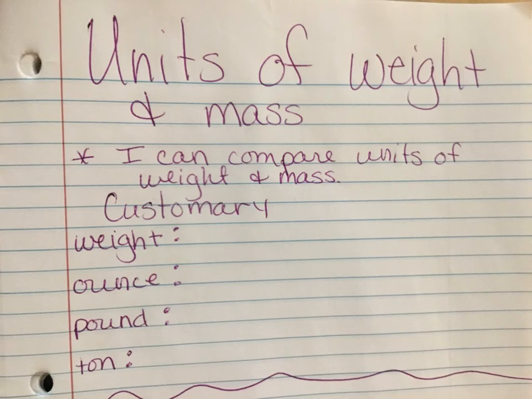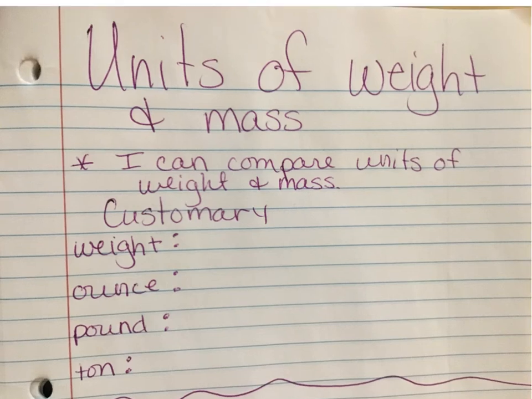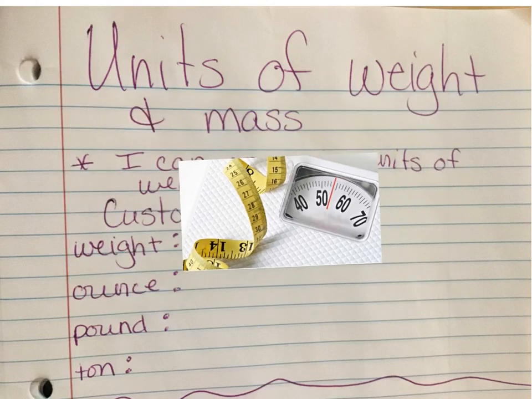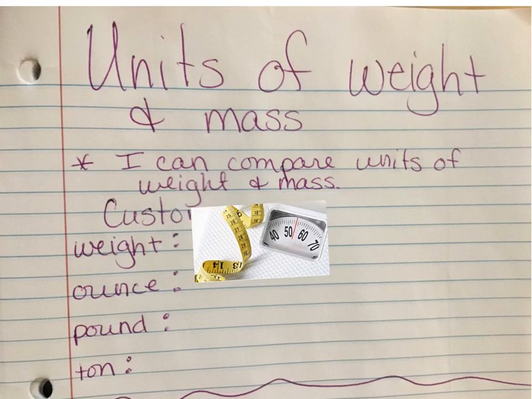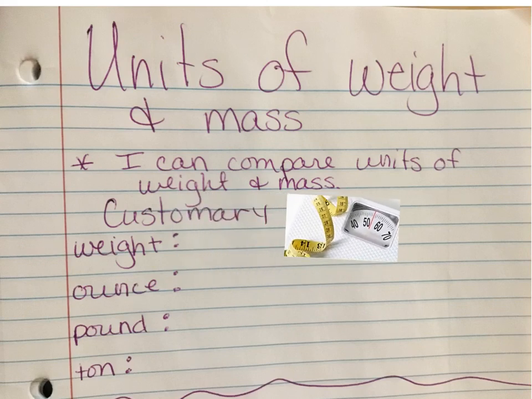So weight is going to be the measure of how light or heavy something is. We've talked about this before, where if you go on a different planet, you're going to have a different weight because weight is relative to gravity, how much the Earth is pulling on you. Usually we weigh ourselves on scales. This helps us to know how heavy we are here on Earth, because if we weighed ourselves on the moon, it would be a different weight.